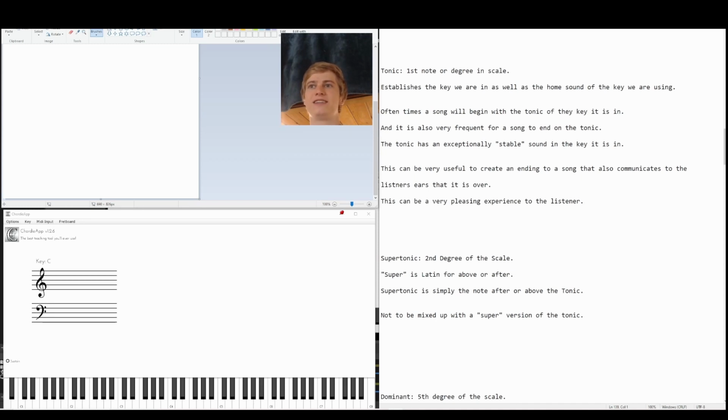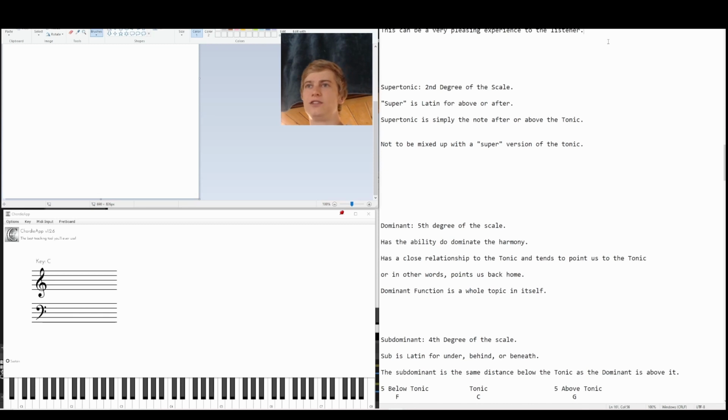The tonic has an exceptionally stable sound in the key it is in. So compared to all the other notes in the scale, when you hit that C note, it stabilizes everything. And it just sounds like, okay, now we're back at home, or we're settled down. This can be very useful when you want to create an ending to a song that also communicates to the listener's ears that, okay, this is the ending of the song. This can be a very pleasing experience to the listener.